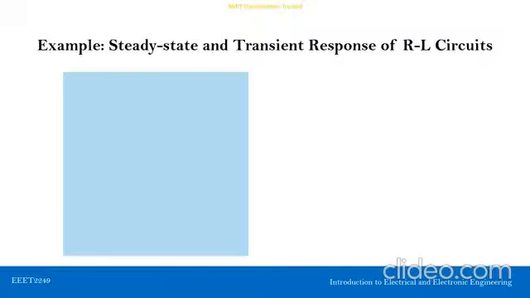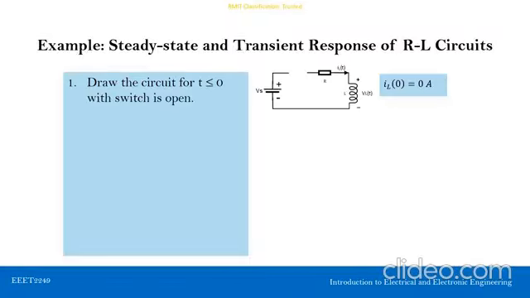Now to solve this problem, we will follow the step-by-step procedure. Step 1, draw the circuit for t less than 0 with the switch open. The circuit is shown here, in which case we see an open circuit. So in that case, there will be no current. So iL(0) is 0 ampere.